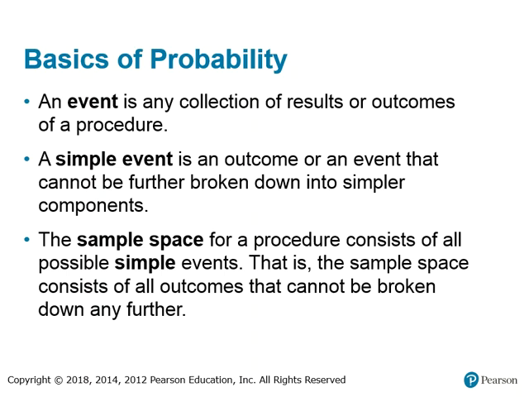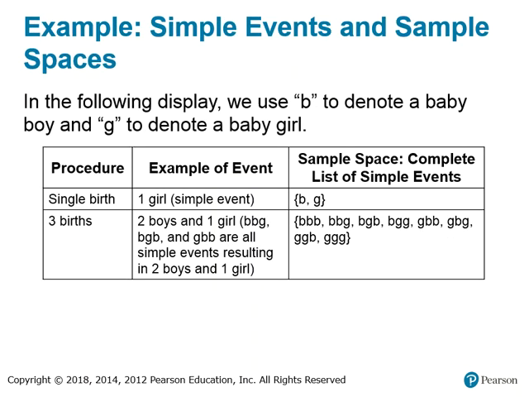when you're working on something. A simple event is an outcome where it only has one option and it can't be broken down into other components, and the sample space are all of the options that you have. So here we have an example talking about a child, and so if we're having a baby, we have choices. Well, not a choice of what we're having, but when we have a baby, we can either have a boy or a girl. So that's a simple event, having one child.